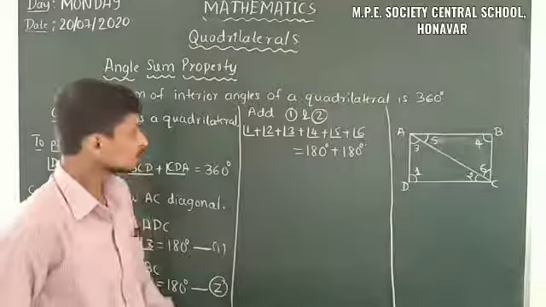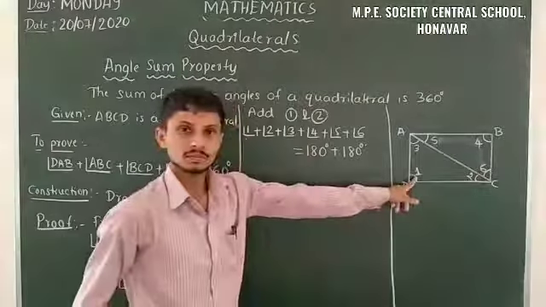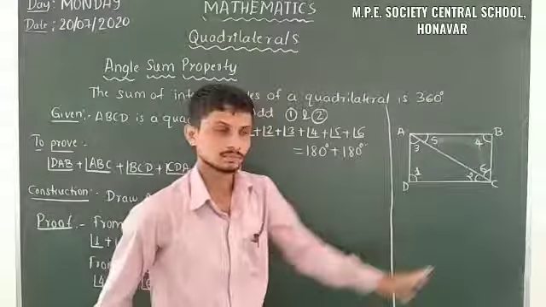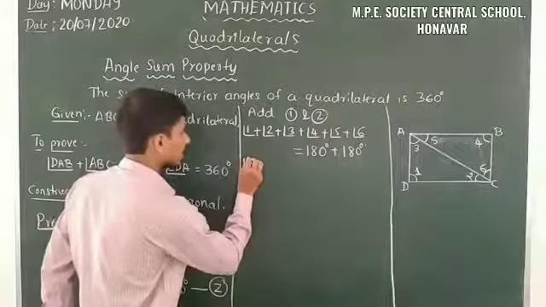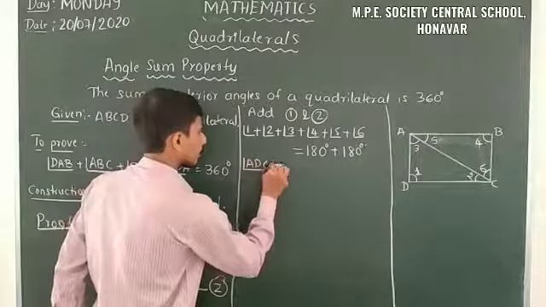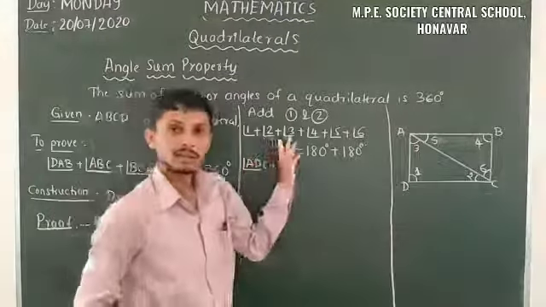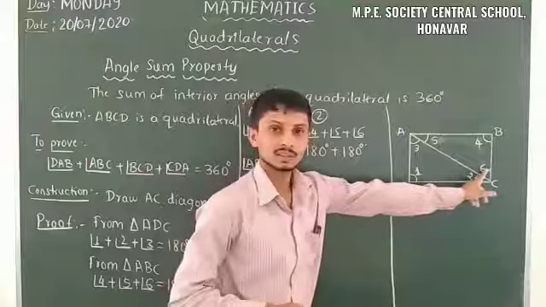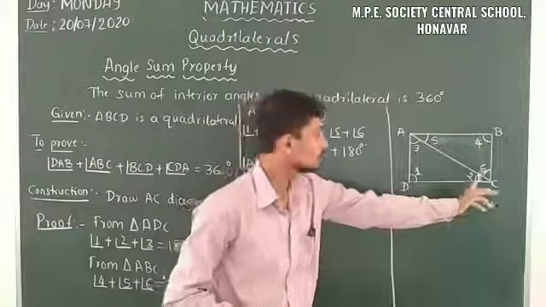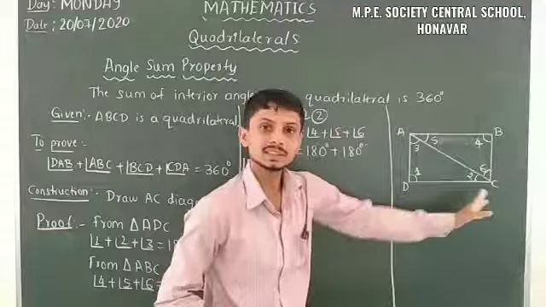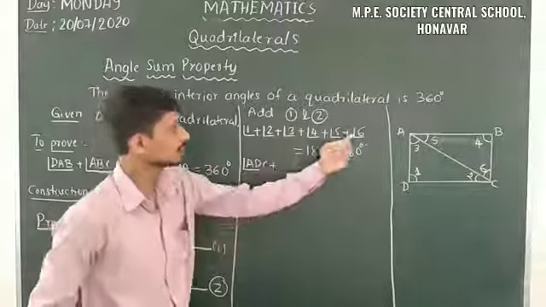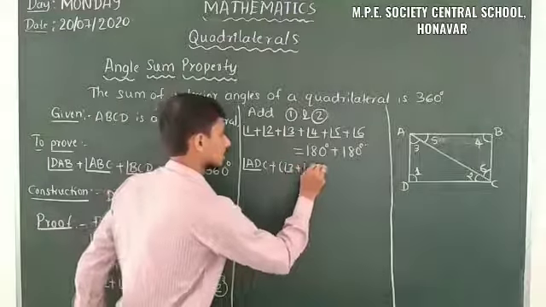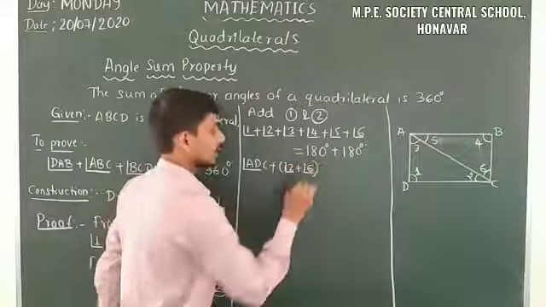Just observe here, angle 1 is single, that means I will write it as angle ADC. Here I will just shift some of the angles. I will take 2 and 6. After addition of 2 and 6, it will make angle DCB or BCD. So I will add angle 2 plus angle 6 here, on one side.